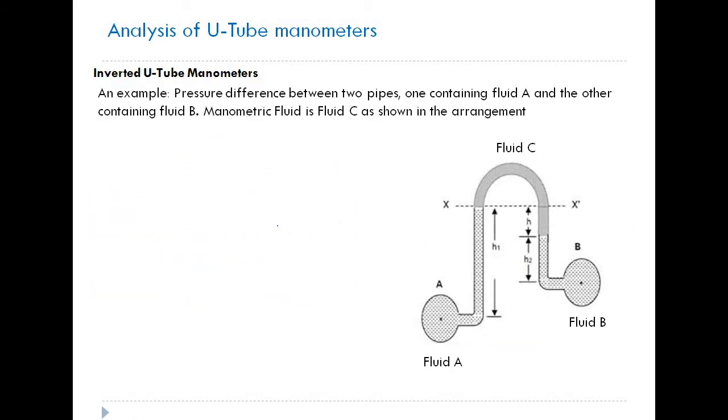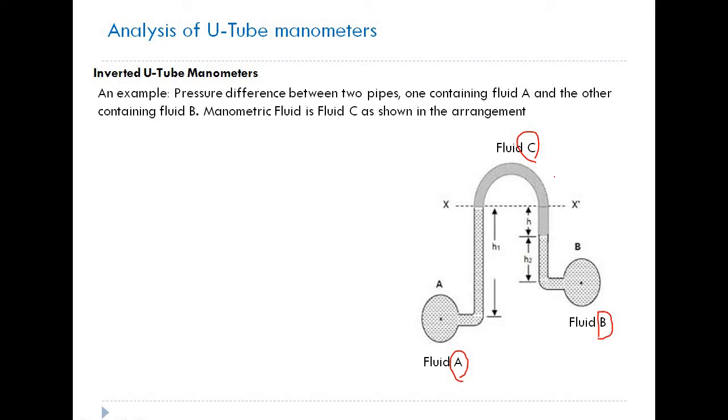Let us see the second case, that is an inverted U-tube manometer. See, this is fluid A, that means the fluid contained in pipe A. This is fluid B, the fluid contained in pipe B. The manometric fluid used is designated as fluid C. It is kept in the inverted position. So here the manometric fluid C is lighter than fluid A and fluid B. Lighter means low density. In the previous case we used mercury, which is a heavier liquid than the flowing liquid.